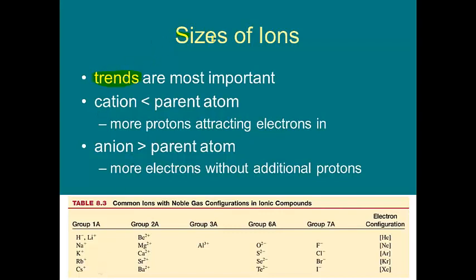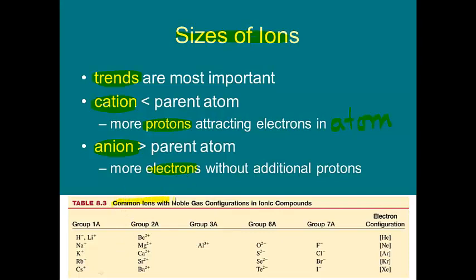A cation, this is for sizes, is generally smaller than the parent atom, simply because there are more protons. If you take an electron away, there are now more protons attracting the remaining electrons in the atom. And an anion will be larger. It's not just that you're adding an electron and adding a layer, it's that you're adding more electrons without adding additional protons. So there's more repulsion between those electrons, and that causes it to get bigger.